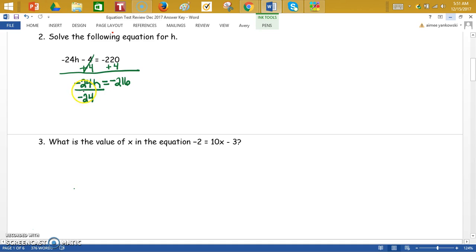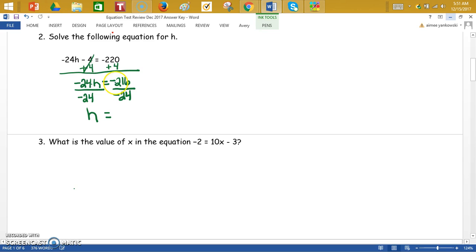So if I'm going to divide the left-hand side by negative 24, I go to the right-hand side of that equal sign, and I also divide that by negative 24. 24 divided by 24 is 1. Negative divided by a negative is a positive. Positive 1 times h is just h. So that was our whole goal, to get h by itself.